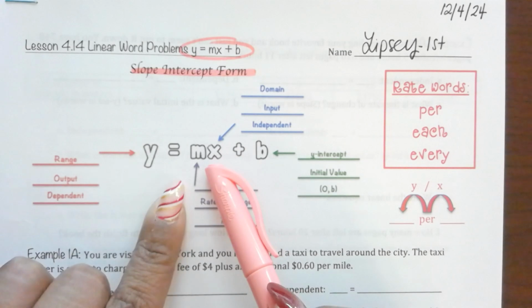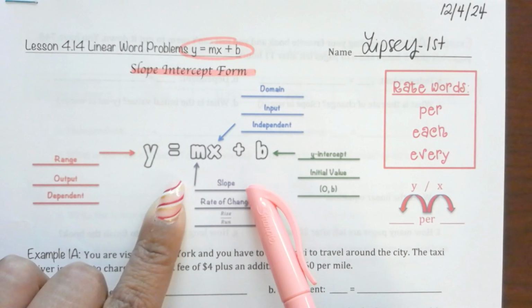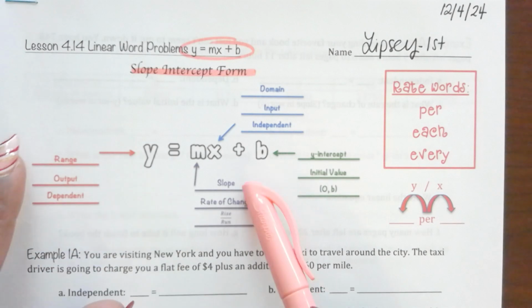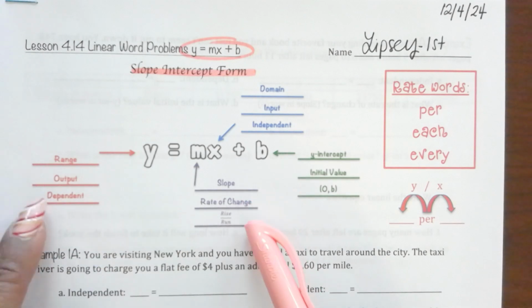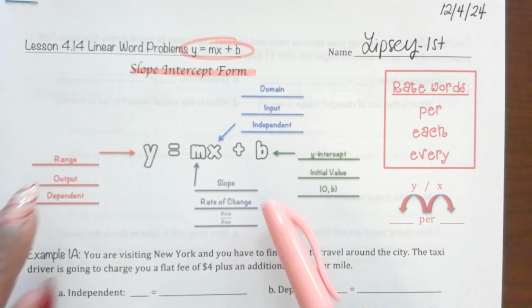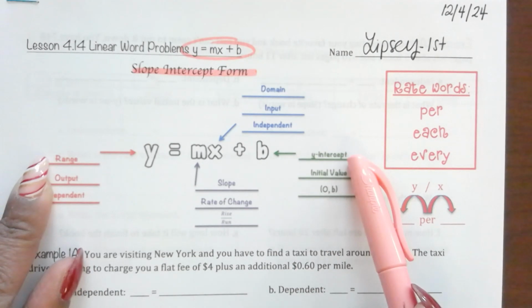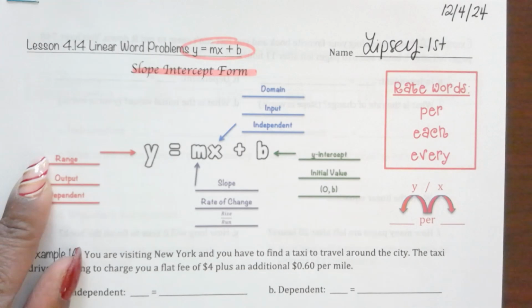What about m? Slope, rate of change, and rise over run. These all have their own context. Do you notice how these kind of go together and how they're leveled and how they're layered? That's how they want you to see it. So range goes with slope, goes with domain, goes with y-intercept. That tells you the context in which you're going to use it, okay?